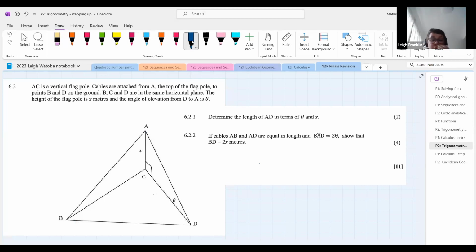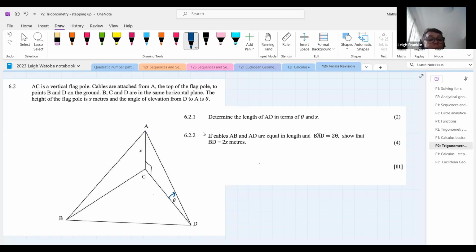And let's read the information before we get started. It says AC is a vertical flagpole. Cables are attached from A, the top of the flagpole, to points B and D on the ground. B, C and D are in the same horizontal plane. The height of the flagpole is x meters and the angle of elevation from D to A is theta. So that's this angle of elevation over here.